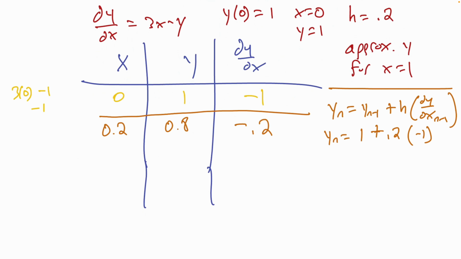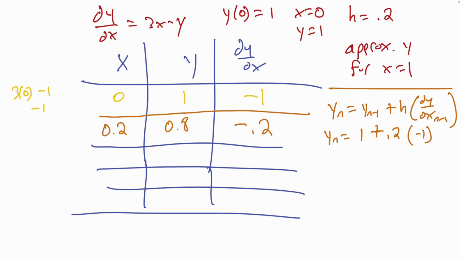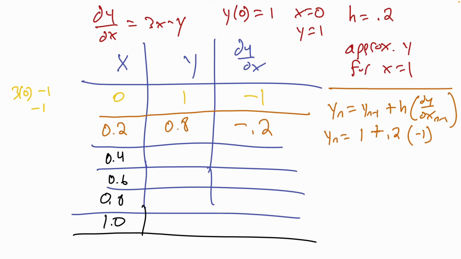Okay, from here it is just a matter of repeating these steps until you get up to where you were asked to make it to. We were asked to approximate for x equals 1. So I can just go ahead and show you that, we're going to have to figure out at 0.4, at 0.6, at 0.8, and one more. We're going to have to go all the way to x equals 1. And we're looking for the answer, the y, that's going to come out right there after we have gone through Euler's method over and over and over again.